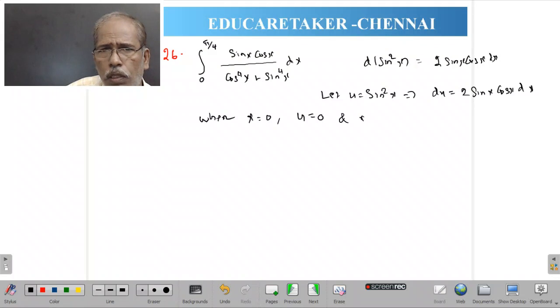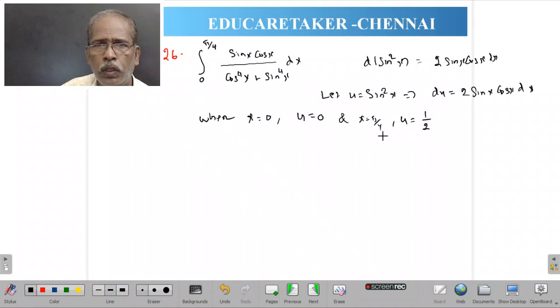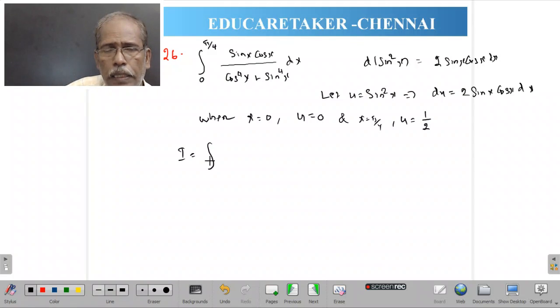When x equals pi by 4, u equals sin square pi by 4, that is 1 by 2. The lower limit is 0 and the upper limit is 1 by 2. The same question would be written in terms of the newly introduced variable u. The lower limit is 0, upper limit of u is 1 by 2. Sin x cos x dx is 1 by 2 du.